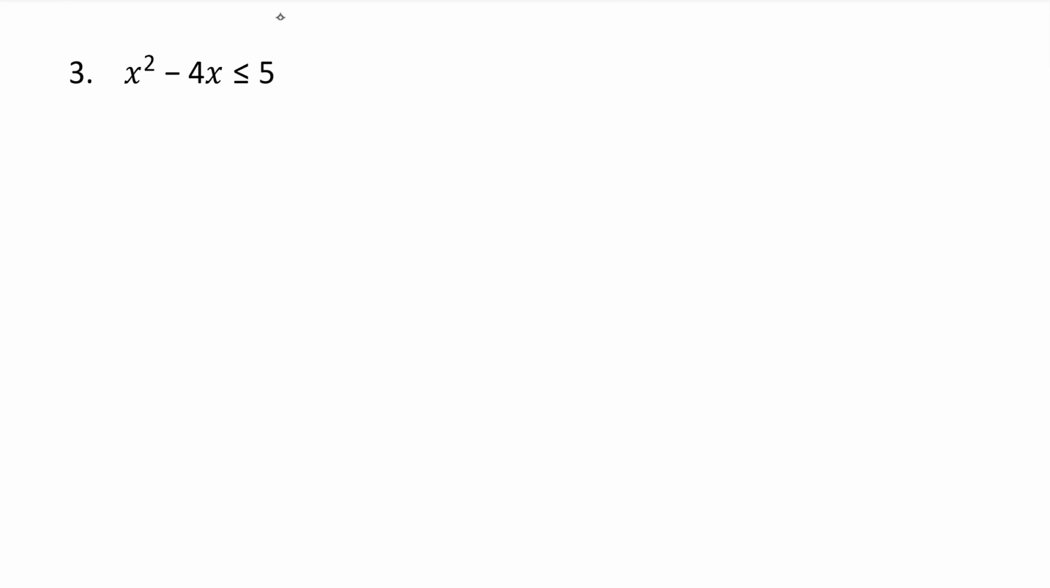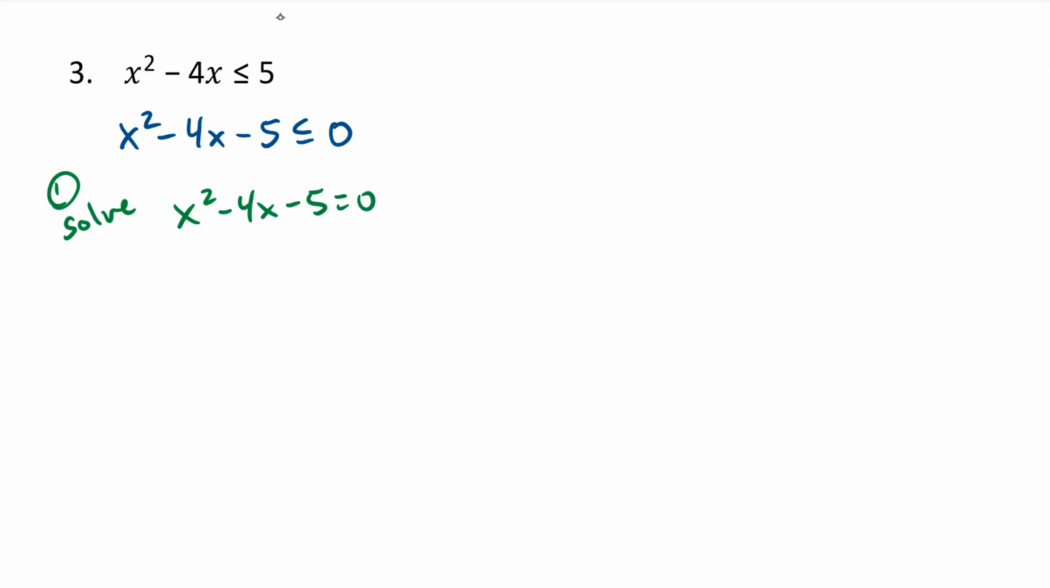Example 3. We can solve in a similar way. Of course, I initially want to write this in standard form, subtracting 5. And then my next step is to solve the associated equation, x squared minus 4x minus 5 equals 0. This one we can solve by factoring.